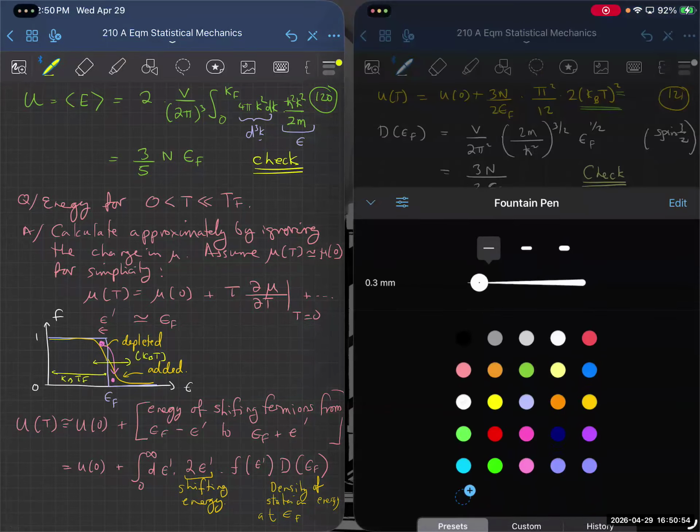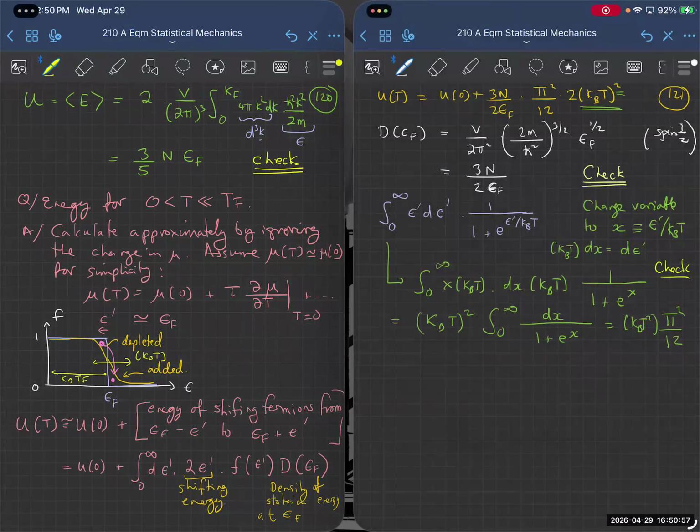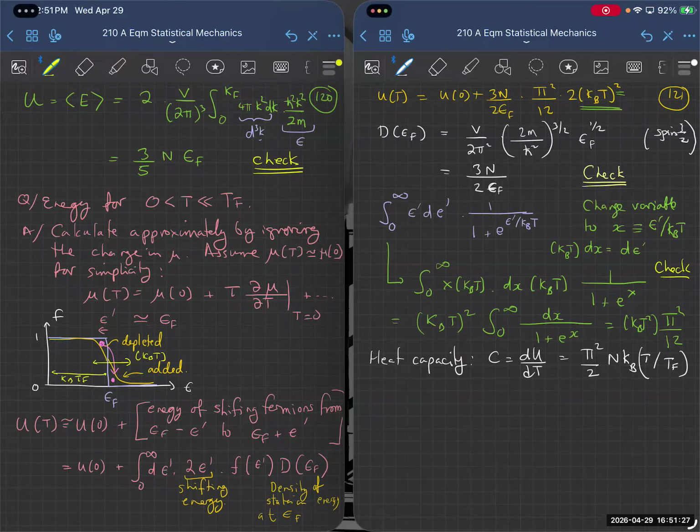So that's the internal energy. And then if I look at the heat capacity, that is dU/dT. And so that is going to equal π²/2 N kB T/TF. So that's the heat capacity.